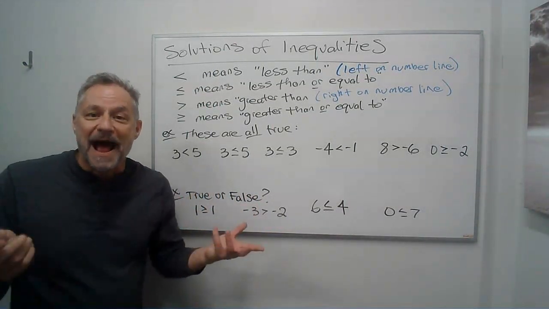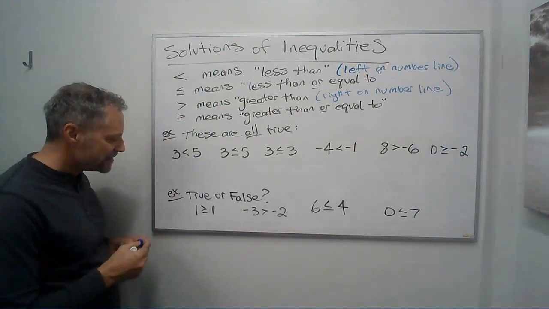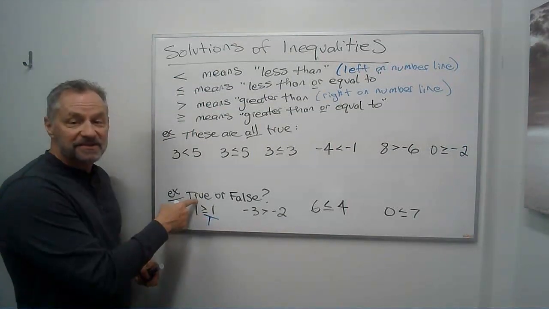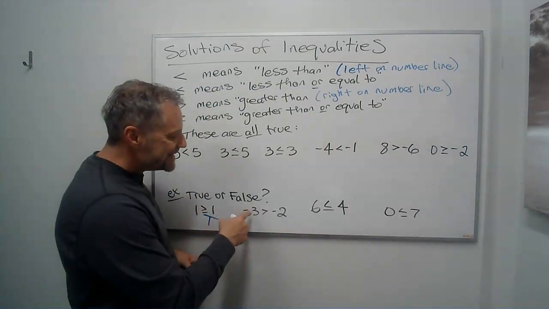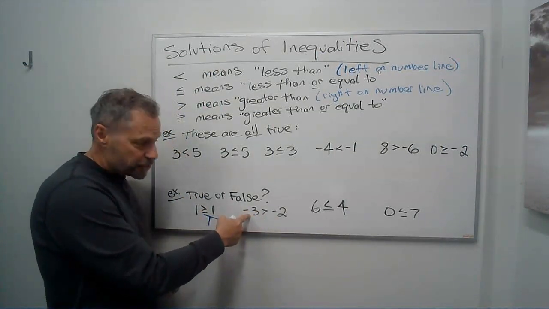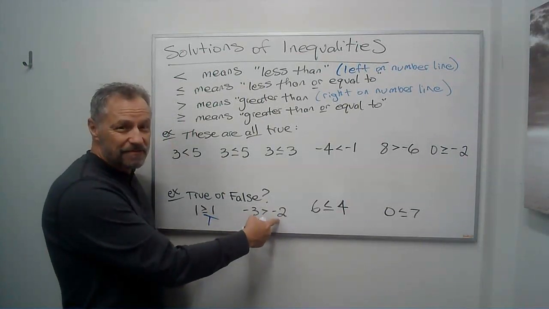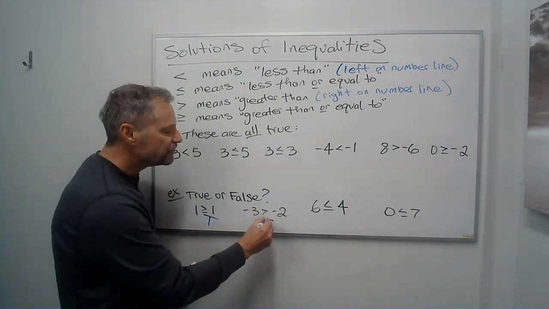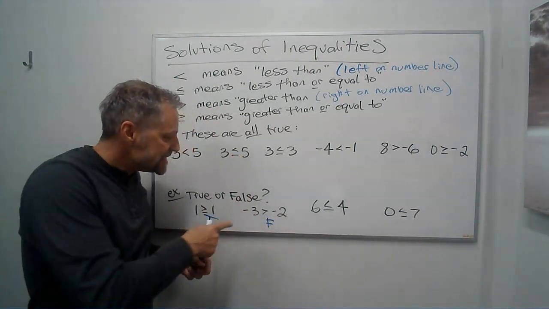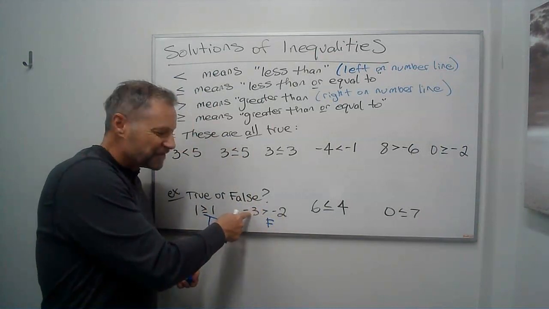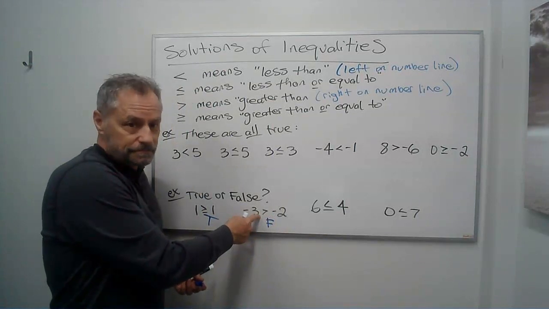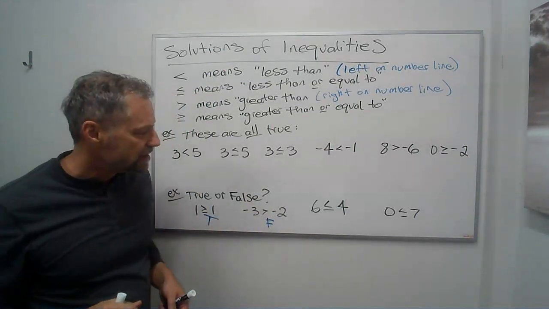Okay, so we're back whether or not you paused the video or not. 1 is greater than or equal to 1. Yes, that's true because it's equal to 1. -3 is greater than -2. Well, that would say -3 is to the right of -2. It's not to the right of -2. That one's false. Think, if you're going to have more money, it's going to eat the bigger one. Well, if I spent $3, I have less money than if I spent $2. So this one, the way it's written, is false.